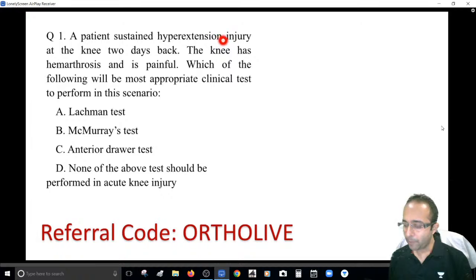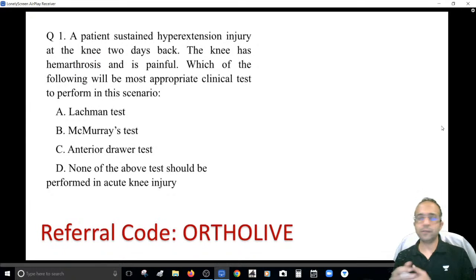Patient has sustained a hyperextension injury at the knee 2 days back. The knee is having hemarthrosis. Hemarthrosis means blood in the joint. Now this blood in the joint would generally distract the capsule, and capsule is the most pain sensitive structure in the joint. So with hemarthrosis, you expect the knee to be painful.